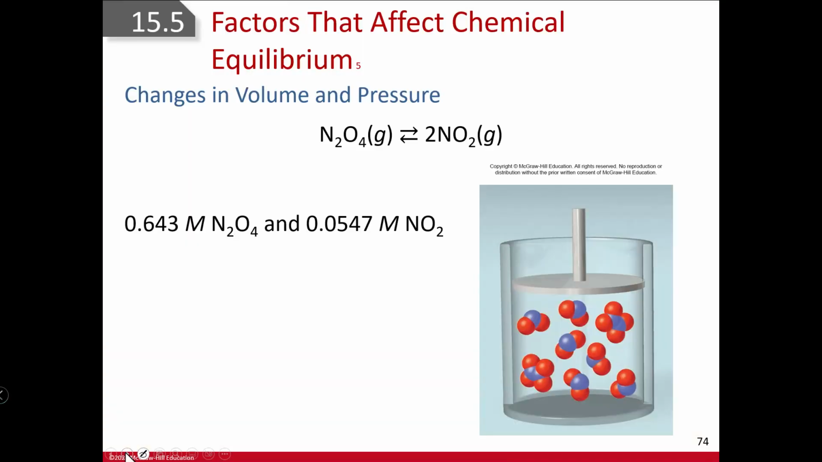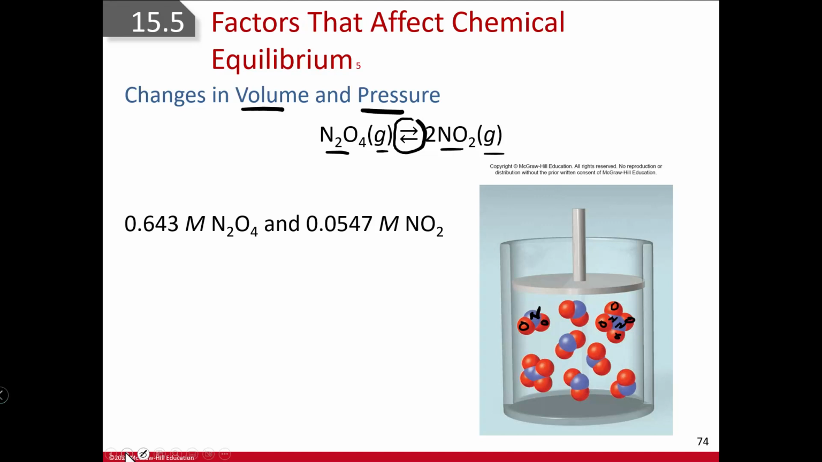All right, so let's look at a visualization here. So here we have dinitrogen tetroxide, and then we have nitrogen dioxide. Both of these are gases. This is a balanced chemical equation. This is reversible. Now we have a visual down here. Here's nitrogen dioxide, and for some reason this one's harder to see, but there's a nitrogen there, and there's a nitrogen there, and there's an oxygen, oxygen, oxygen, and oxygen. All right, so what we're going to look at here is changes in volume and pressure.